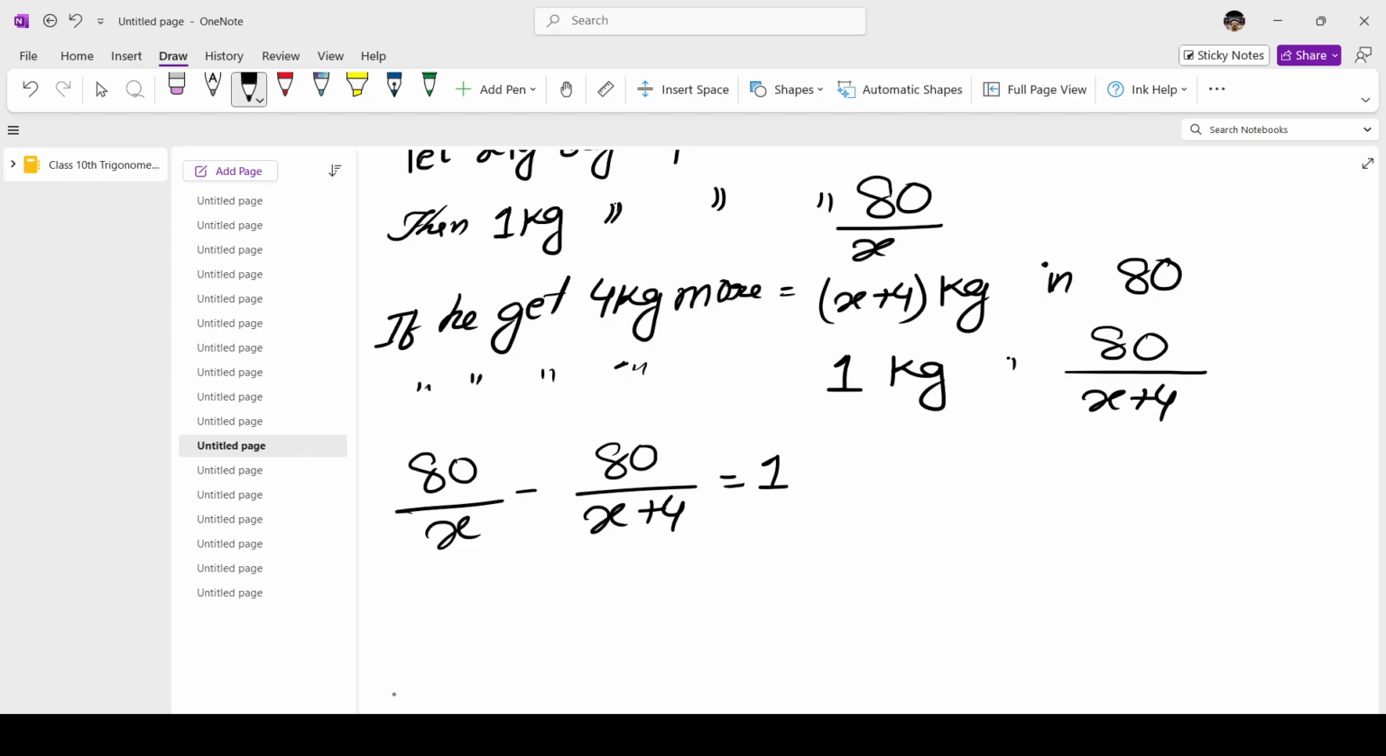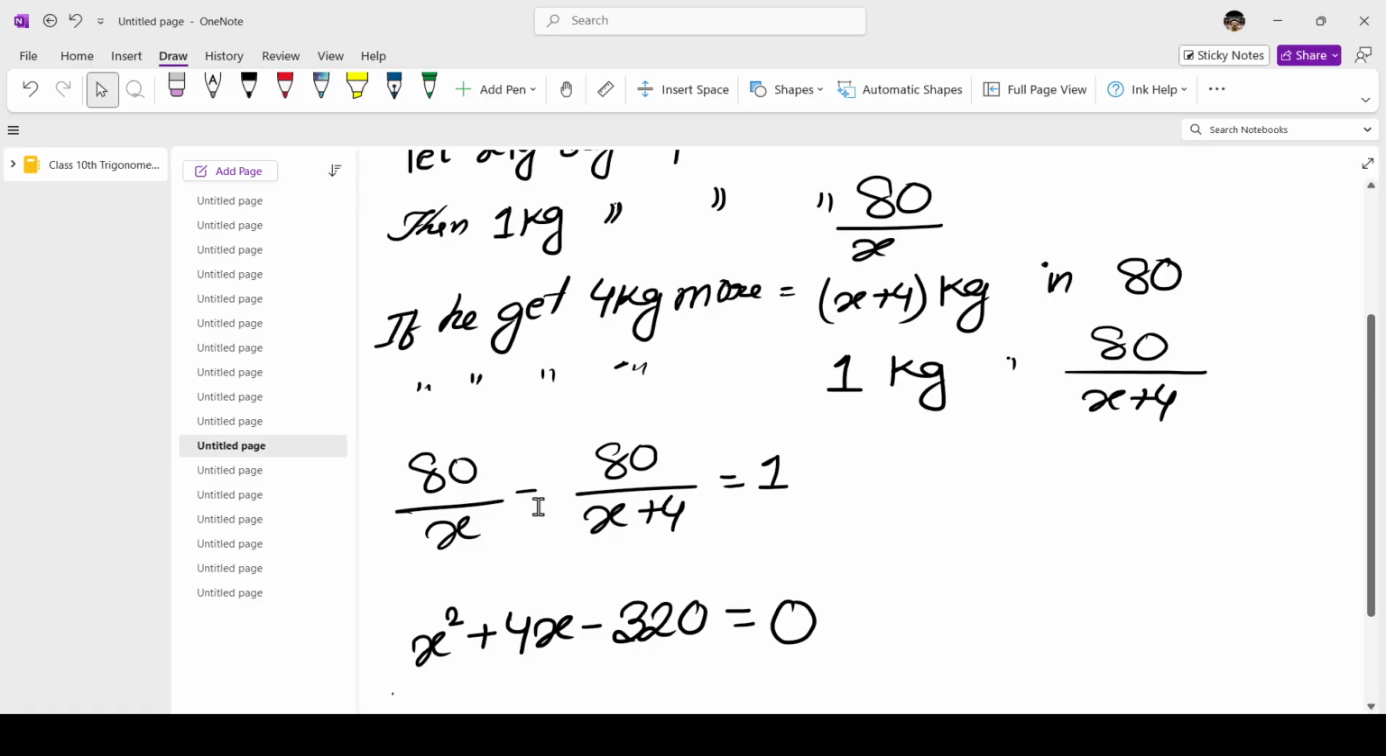So after solving it, we will get here x square plus 4x minus 320 is equal to 0. Okay, just take the LCM and then multiply it. You will get it.